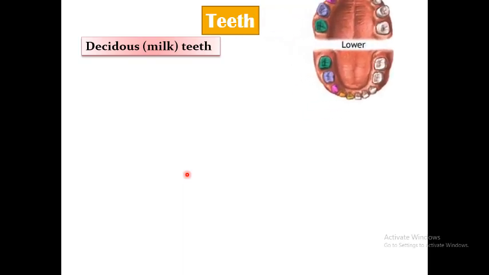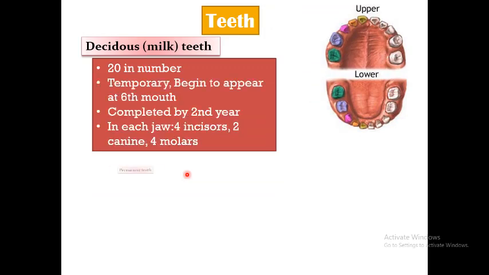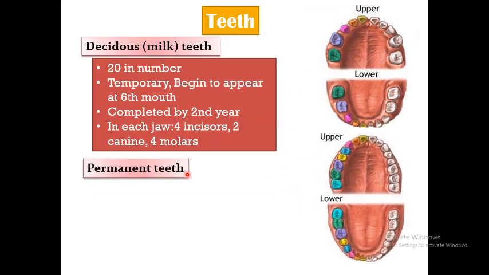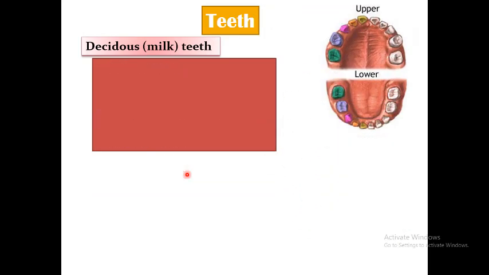One important thing to note about the oral cavity: the teeth. As we know, we have two types of teeth. We have milk teeth or deciduous teeth, and the other type called permanent teeth. About the deciduous teeth, we need to know the number. They are about 20 in number: 10 above in the upper jaw and 10 below in the lower jaw.